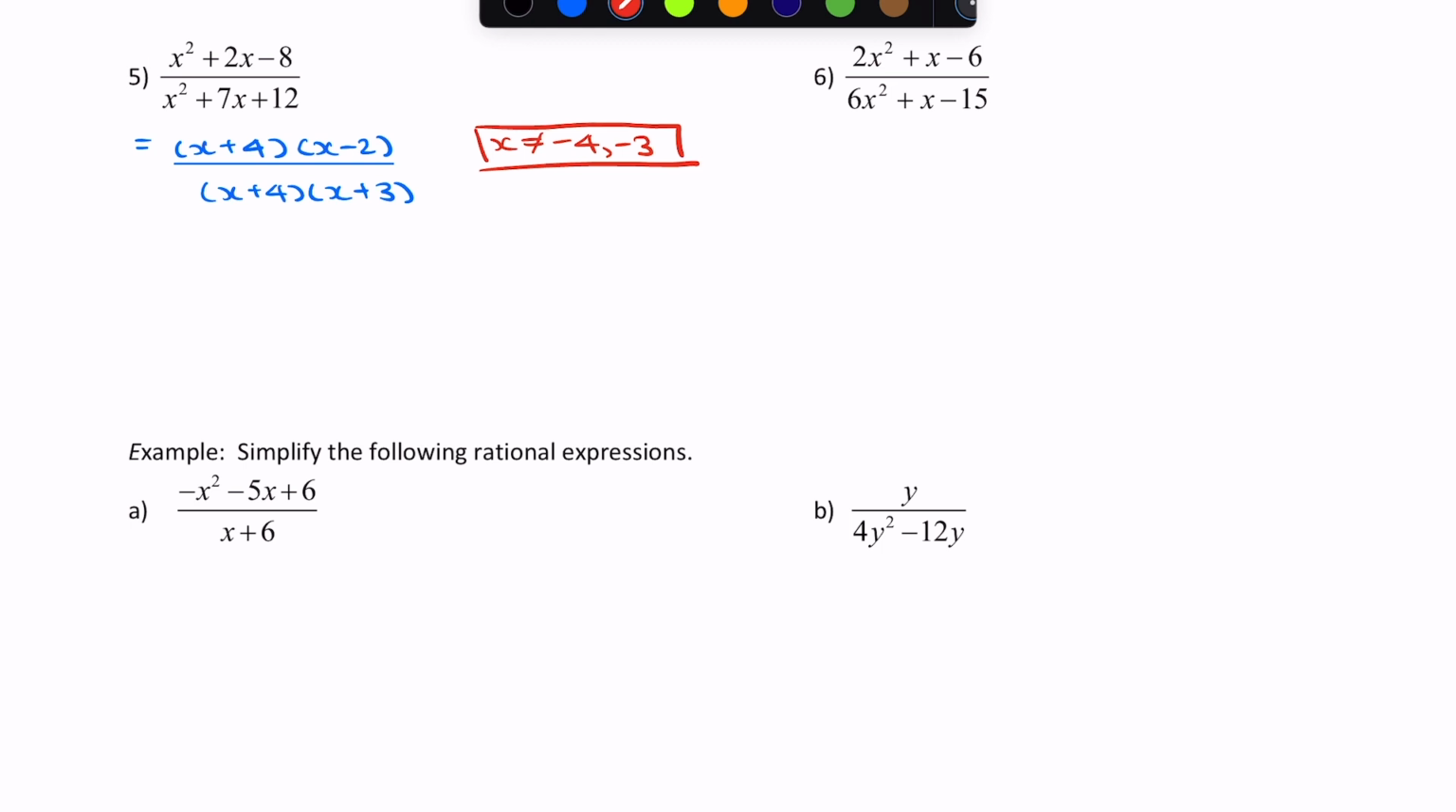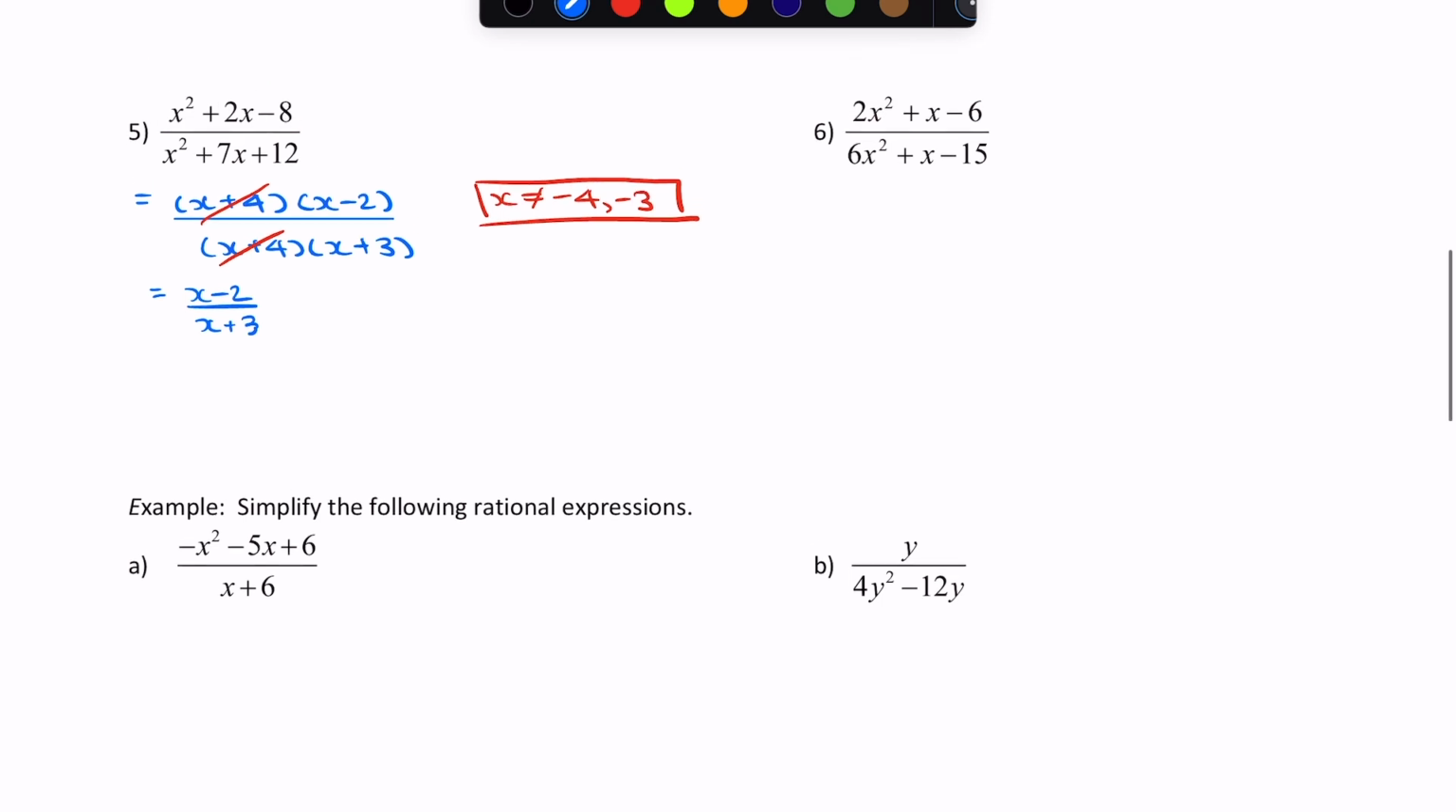And so here we can cancel out the x plus 4 now, which will leave us with x minus 2 over x plus 3. And continuing on, here we have 2x squared plus x minus 6 over 6x squared plus x minus 15, two complex trinomials. So we'll factor both of those out.